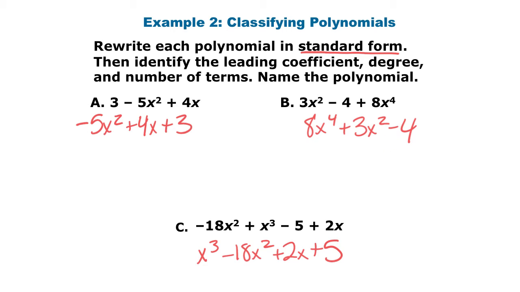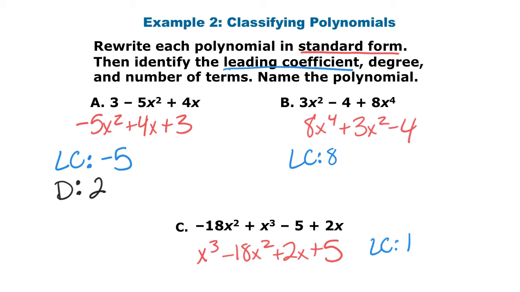Here are each of them written in standard form. Notice we're starting with the variable with the highest degree, and we keep that coefficient with them. Next, we're going to identify the leading coefficient for each of them. So for this first one, my leading coefficient is going to be -5. Next thing we need to do is identify the degree. And so the first one would have a degree of 2, B would have a degree of 4, and C would have a degree of 3.